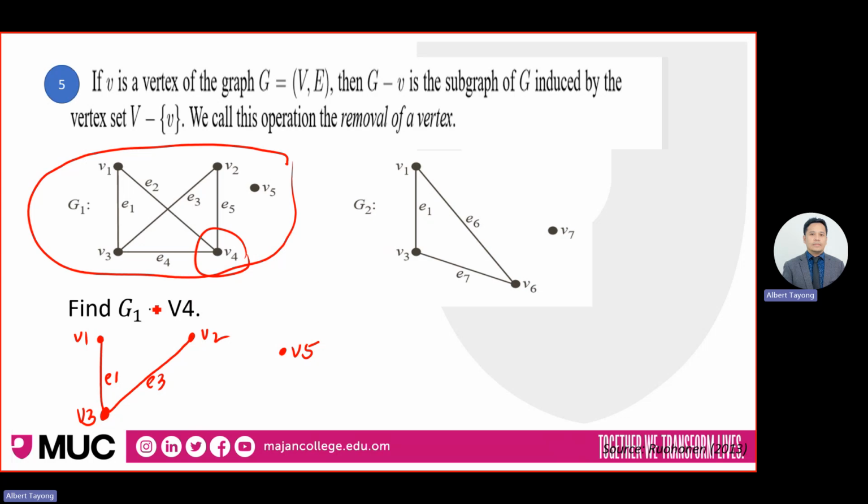G1 minus V4. It's like killing someone. All the connections to that object or person will be disappearing as well. So 3 edges were removed because we don't have V4 anymore. Okay.